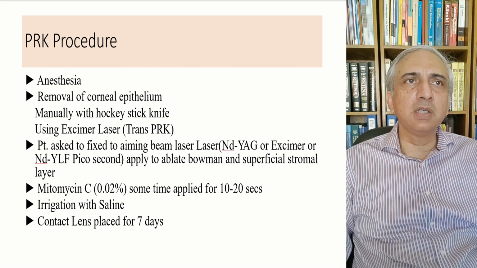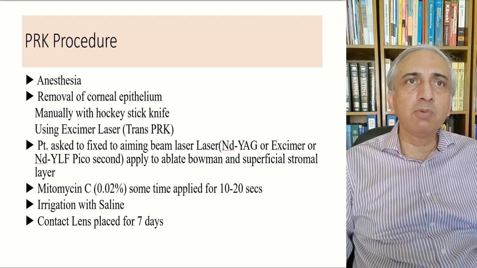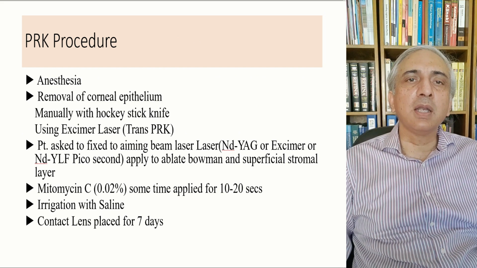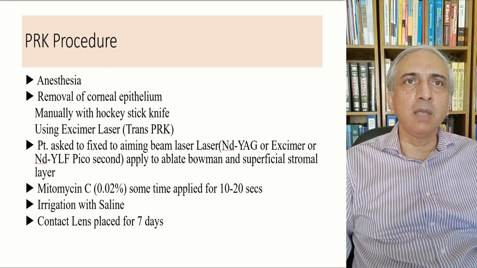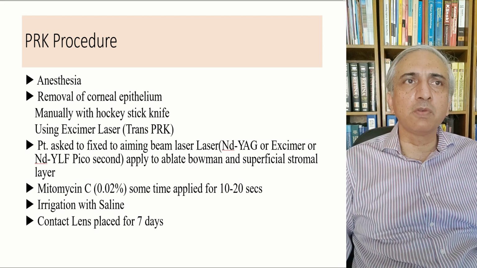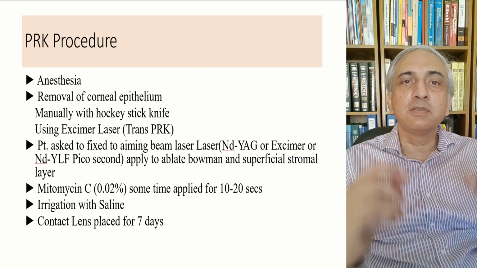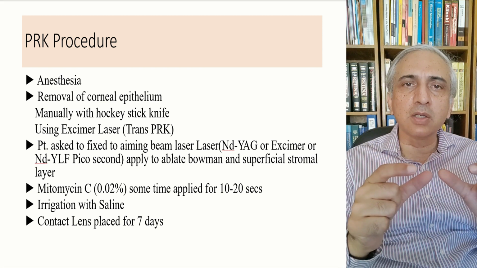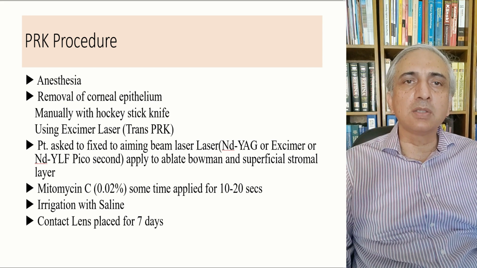So the PRK procedure steps would be: you put topical anesthesia, you remove the corneal epithelium, which can be removed manually with a hockey stick knife, or you can use an excimer laser, which is called trans-PRK. The patient is asked to fixate on an aiming beam, and the excimer laser is applied to ablate Bowman's and the superficial stromal layer. Mitomycin C 0.02% is sometimes applied for 10 to 20 seconds to reduce postoperative haze. It is very important that you use the mitomycin only in the area where the ablation is done and not go beyond it, so that it does not retard healing.